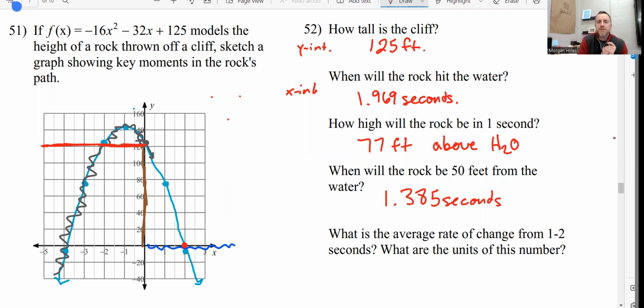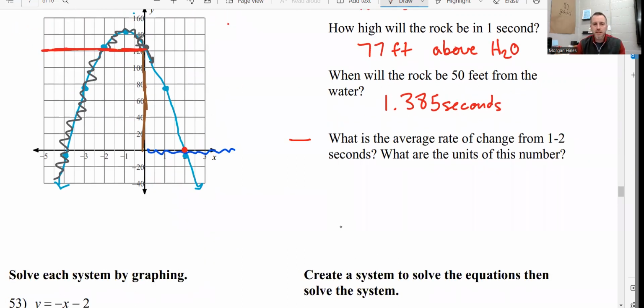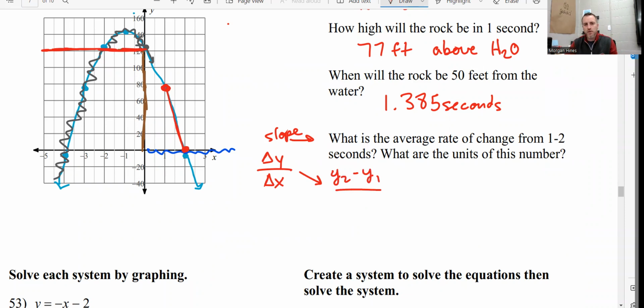All right, average rate of change from 1 to 2 seconds. Rate of change is just kind of a fancy word for slope, but the slope changes. So it's not the true slope between there, but we just want to know how quickly is the rock moving, or how much distance is it covering from 1 to 2 seconds. So we want to know what's the change in y over the change in x. That would be y2 minus y1 over x2 minus x1. We just want to know the slope between there.